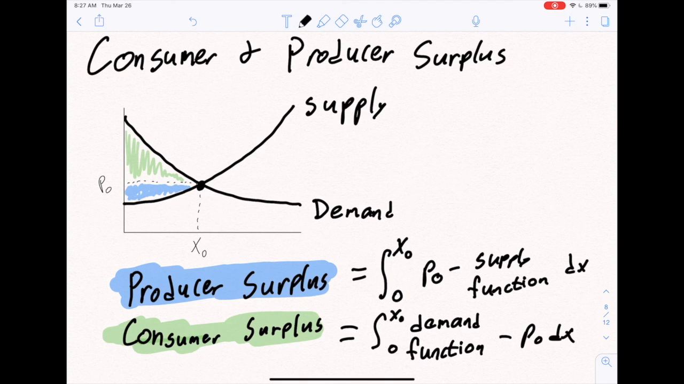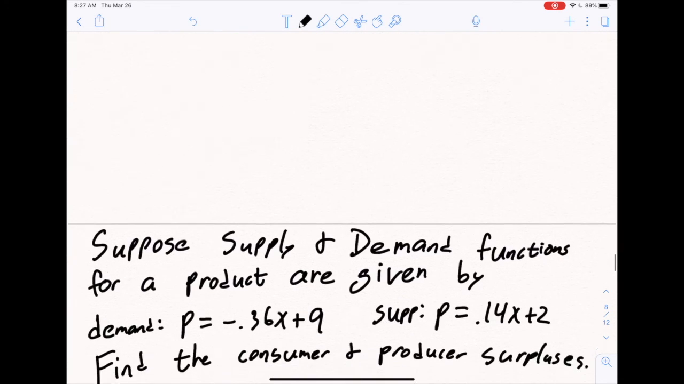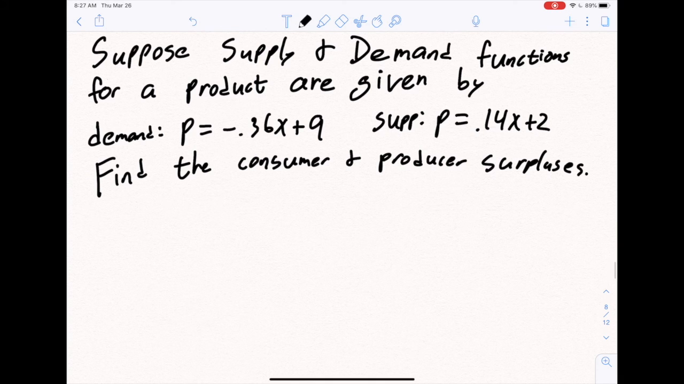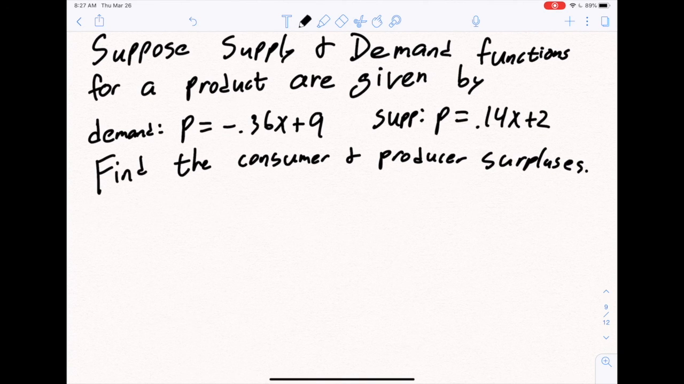Okay, with that in mind, let's take a look at a quick example of consumer and producer surplus. Suppose supply and demand functions for a product are given by the demand function p equals minus 0.36x plus 9, and the supply function is p equals 0.14x plus 2, and we want to find the consumer and producer surpluses. Before we can do anything, we need to find our point of equilibrium, and we do that by setting these two functions equal to each other. So we get minus 0.36x plus 9 equals 0.14x plus 2.